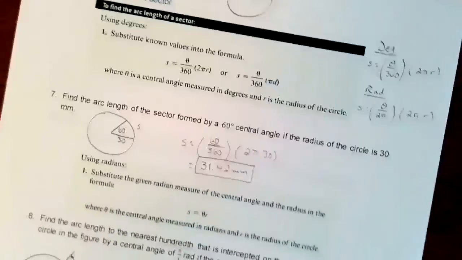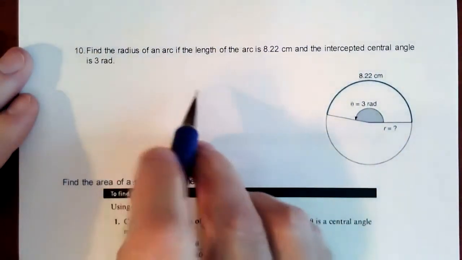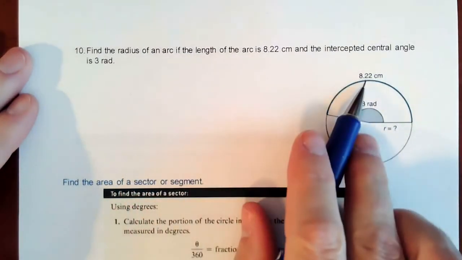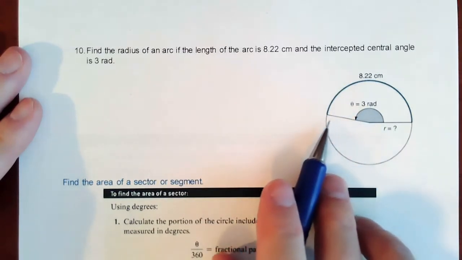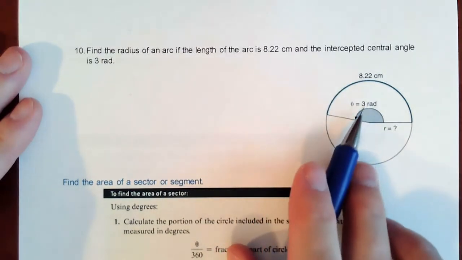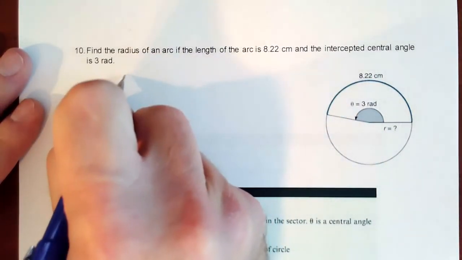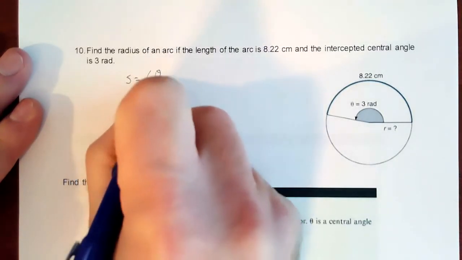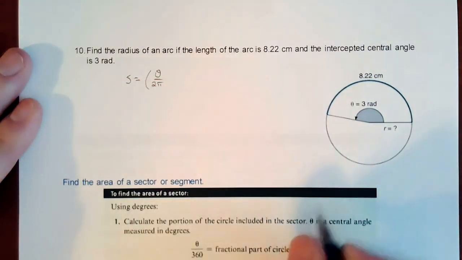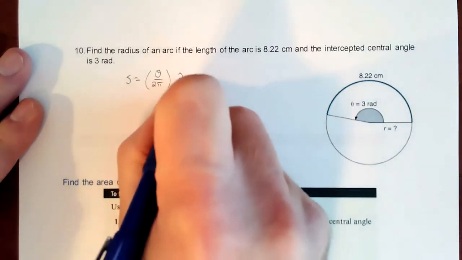One last situation is to find the radius given a certain amount of information. Here's our arc length. The radius we don't know, but we know our angle is 3 radians. 3 radians is not quite all the way across, so it's not 180 degrees, it's just shy of that. But we set up everything like we did before. It's in radians, I know the angle because they told us, so I'll be doing this formula.